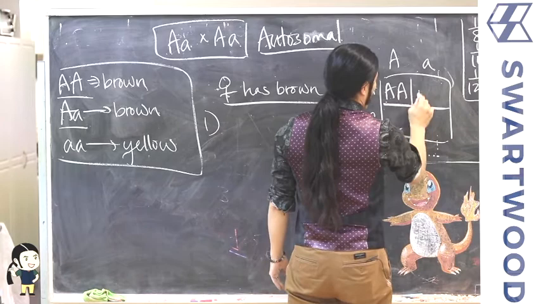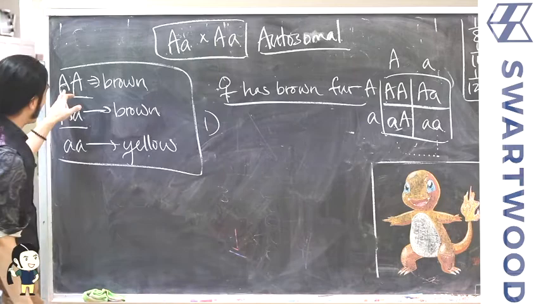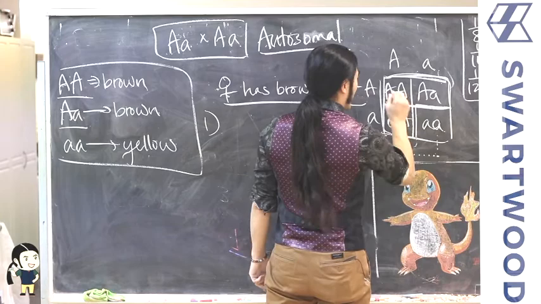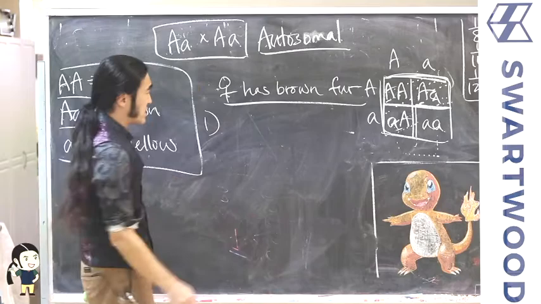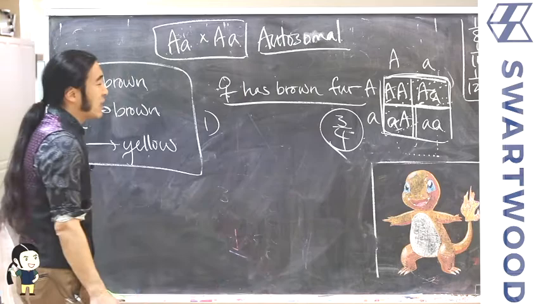Just write out the Punnett square. And you're brown if you're double big A or big A little a. So that means you would be brown if you're here, right? So in that region, it looks like the probability is 3/4.